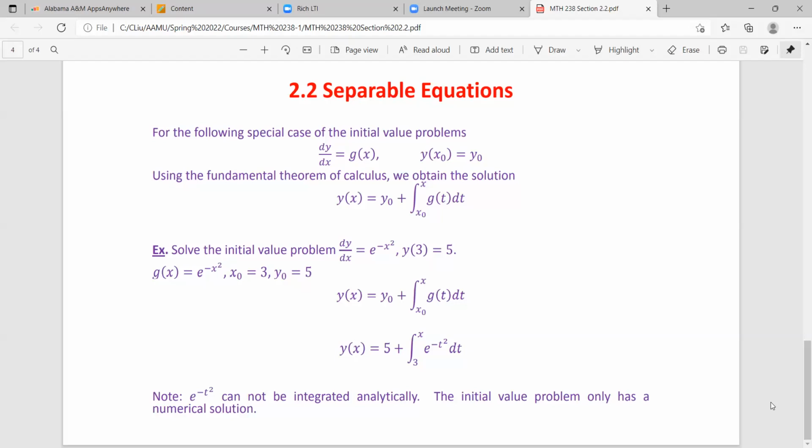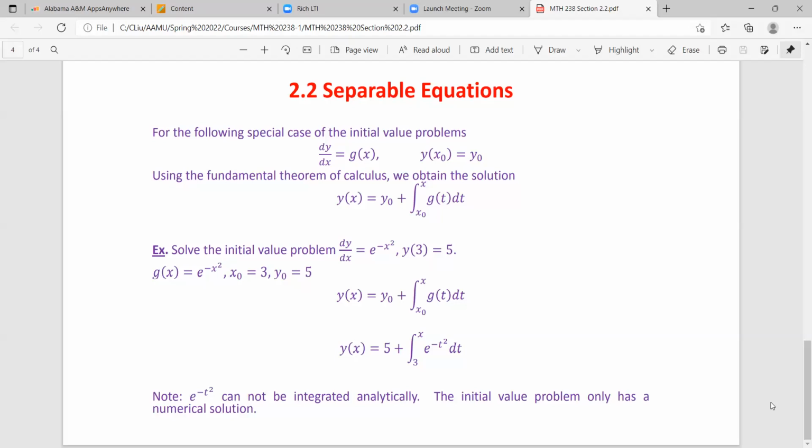So you can see the solution to the problem involves the integral of e to the negative t squared that cannot be integrated analytically. But still, that's the solution to the initial value problem. So in order to get the actual function, if you want to plot this function, this is a solution curve, for example, then you have to use some numerical scheme.